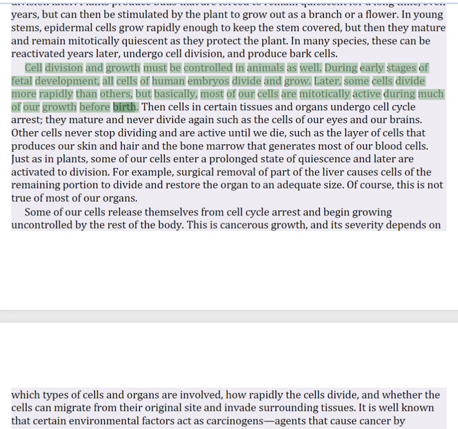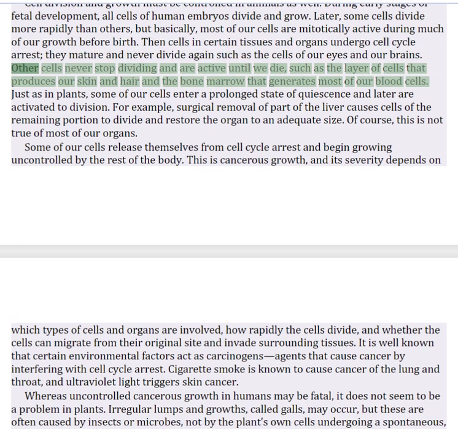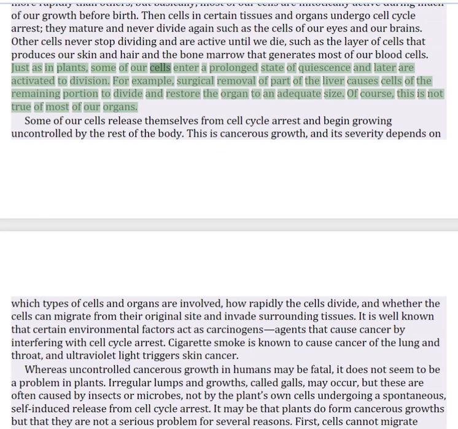our growth before birth. Then cells in certain tissues and organs undergo cell cycle arrest. They mature and never divide again, such as the cells of our eyes and our brains. Other cells never stop dividing and are active until we die, such as the layer of cells that produces our skin and hair and the bone marrow that generates most of our blood cells. Just as in plants, some of our cells enter a prolonged state of quiescence and later are activated to division. For example, surgical removal of part of the liver causes cells of the remaining portion to divide and restore the organ to an adequate size.